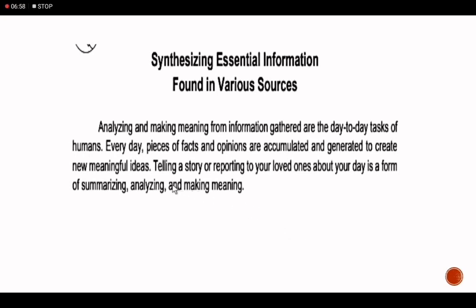Let's now proceed with module number 4, synthesizing essential information found in various sources. So how can we synthesize information? There's a very important point here, guys. Analyzing and making meaning for information gathered are the day-to-day tasks of humans. Every day, we analyze. Every day, we synthesize. Pieces of facts, opinions that we accumulate, that we generate to create new meaningful ideas.